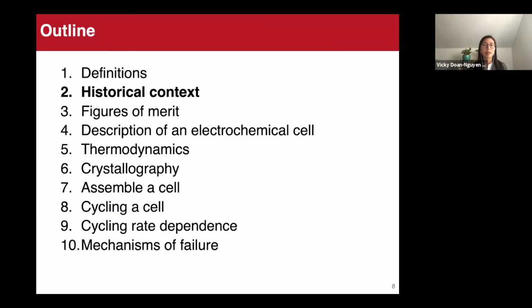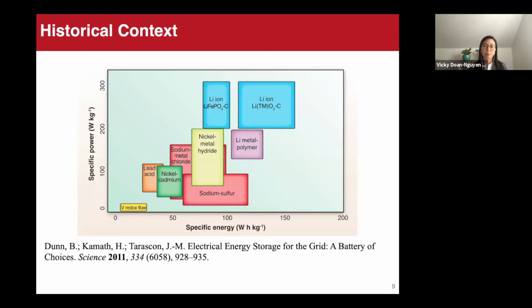All right, historical context. Battery technology has come a long way. Many advancements in various types of energy storage technology that you see here on this plot has been towards increasing specific energy and specific power.